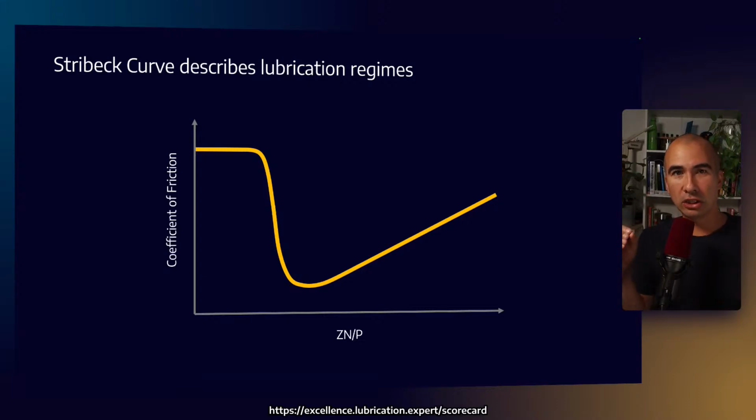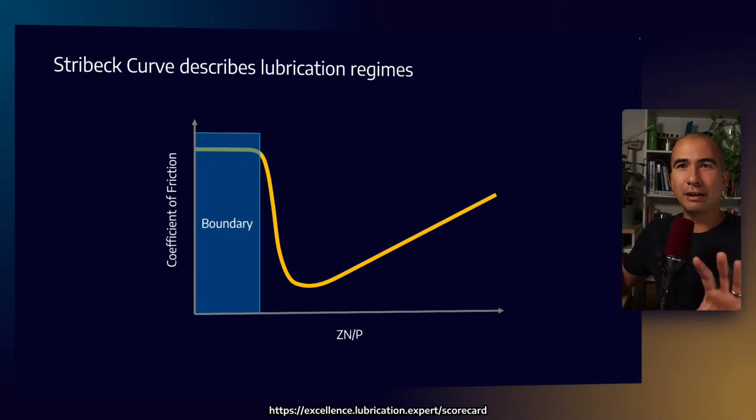All right, a fundamental concept that we need to understand when we're talking about lubricants and lubrication is this idea called the Stribeck curve. And here, what it says is, first of all, ignore Zn/P for the moment, and just imagine that as the x-axis being speed. So initially, when something is moving very slowly, it has very high friction. That friction decreases, and then it starts to increase again. And there are three different kinds of lubrication regimes.